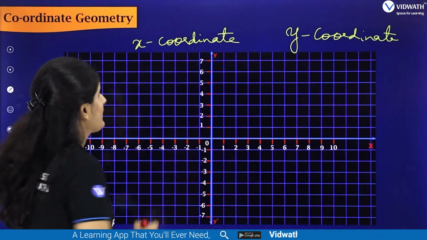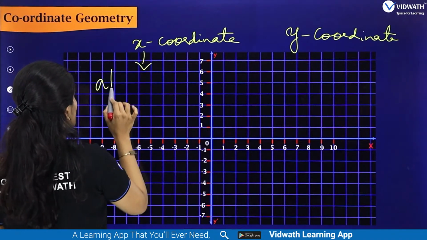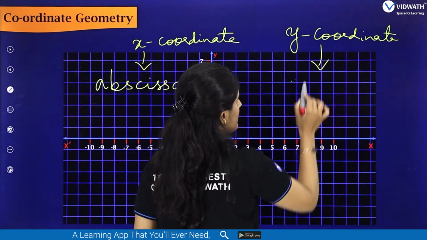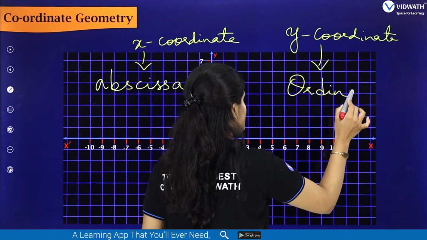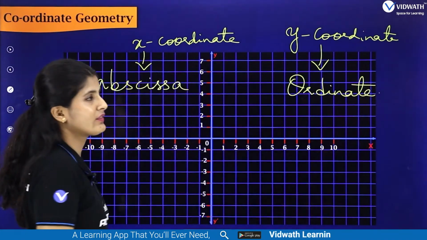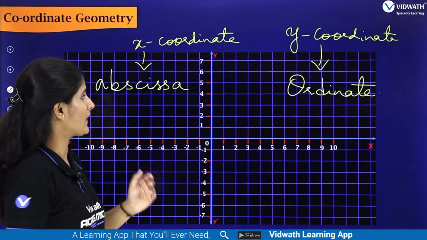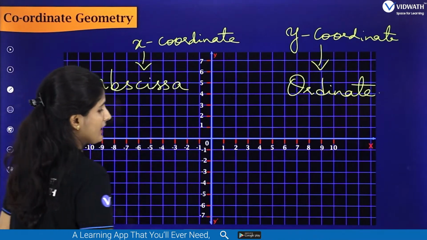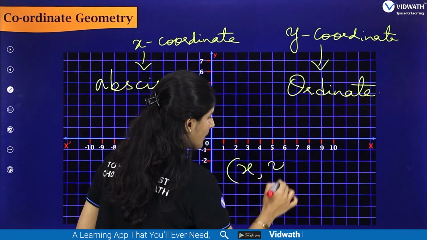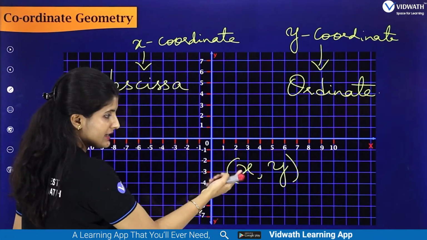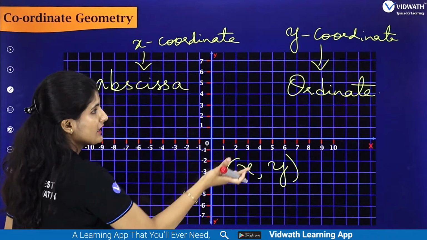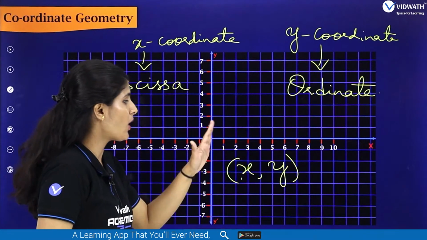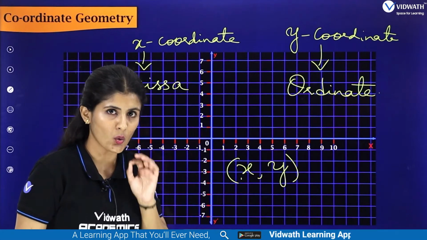The x-coordinate is called the abscissa and the y-coordinate is called the ordinate. These are just another set of names for x-coordinate and y-coordinate. So, if I write x comma y, then here x, that is the first coordinate, is the abscissa, the second coordinate is the ordinate, and it must always be written in this order only.